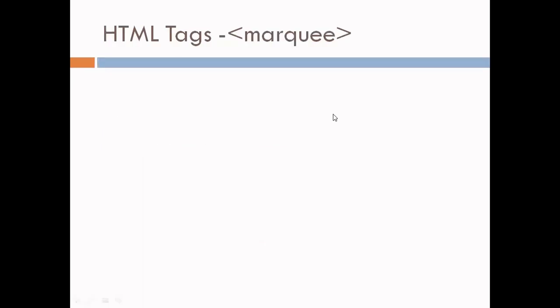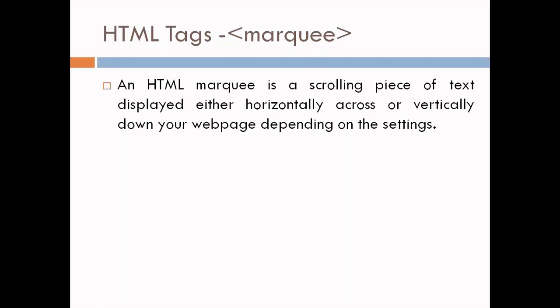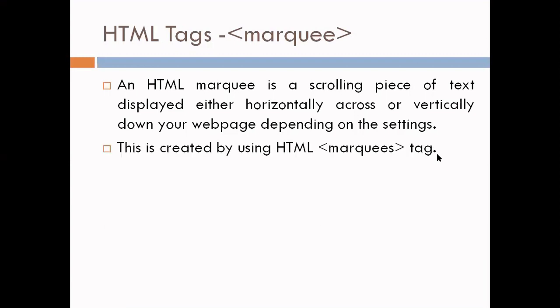Now the next tag is the marquee tag. A marquee tag is useful to place scrolling text as well as an image in our web page. An HTML marquee is a scrolling piece of text displayed either horizontally or vertically in your web page, depending upon the settings. This is created by using the HTML marquee tag. It has a starting tag as well as an ending tag.